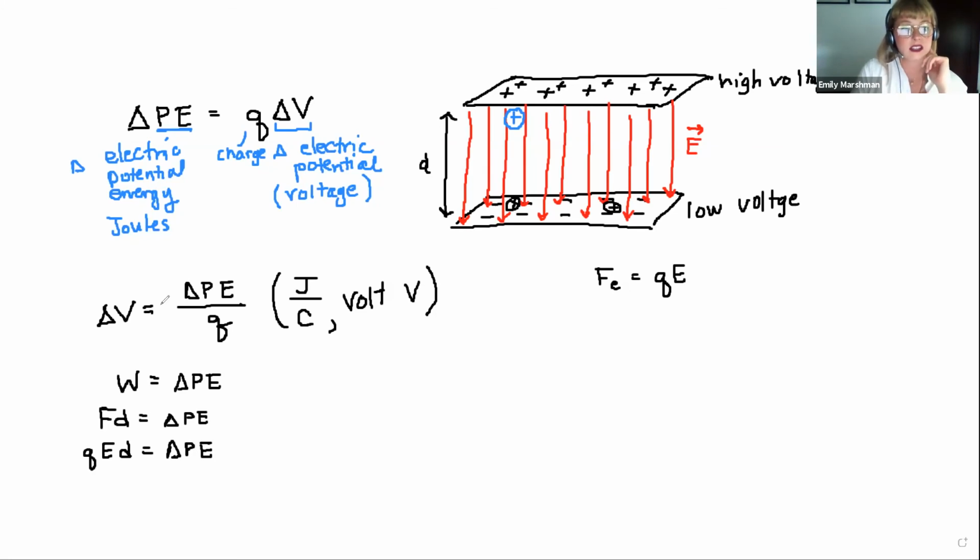But hey, we said the change in the electric potential energy is also equal to the charge itself multiplied by the voltage across the plates. Right? If I know the voltage on the top plate and the bottom plate, I know the change in the voltage, right? Let's say this is 10 volts up here and this is 0 volts down here. I know the change in the voltage. It'd be 10 volts. So the electric field times the distance between the plates is equal to the voltage across the plates.